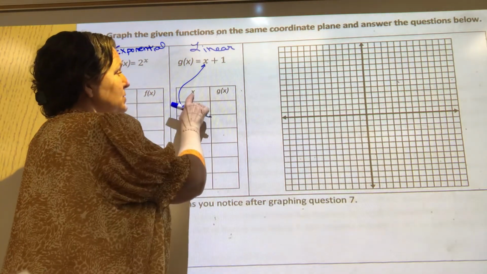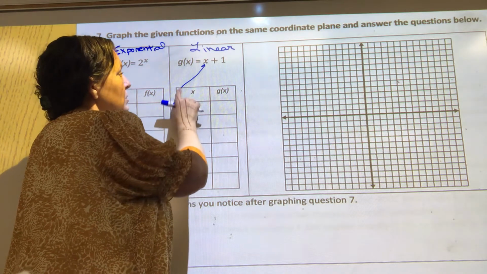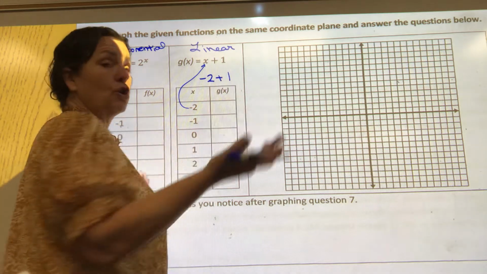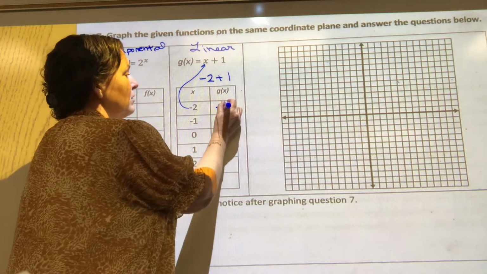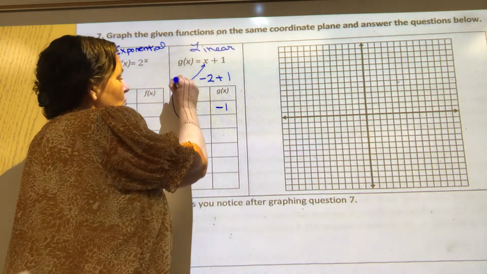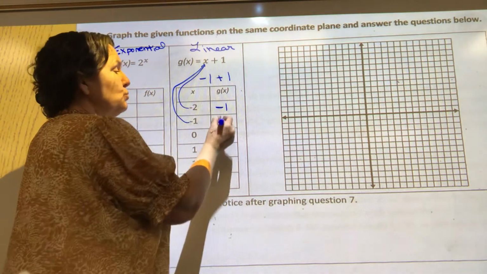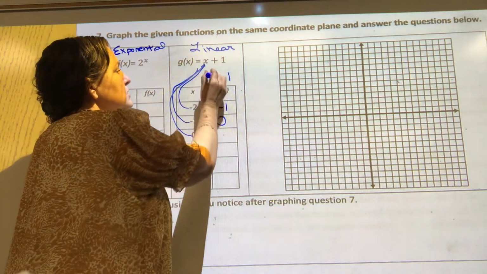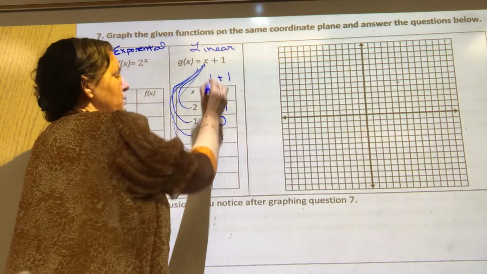So first thing we do is in place of x, we're going to substitute in a -2. So -2 plus 1. You can put that right into your calculator if you'd like, or just do the math. You can use a number line if need be. Now, -1. What is -1 plus 1? Ooh, that's 0. Let's plug in 0. 0 plus 1 is 1. 1 plus 1 is 2.